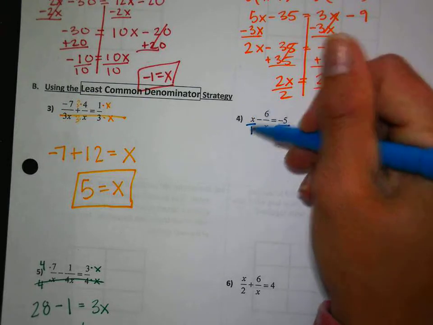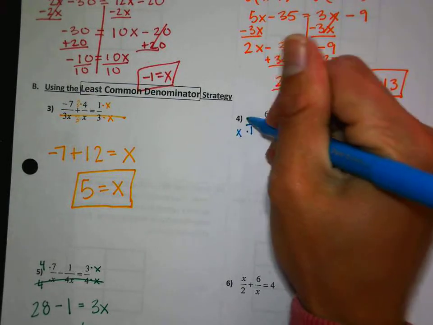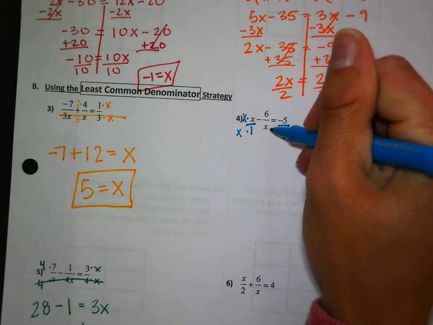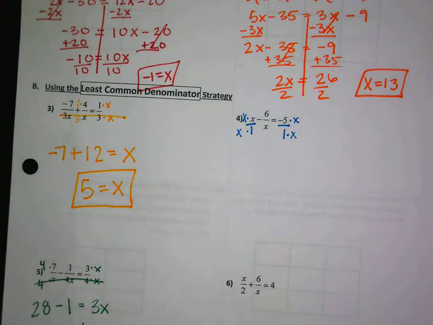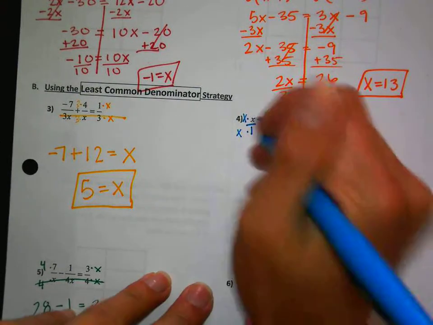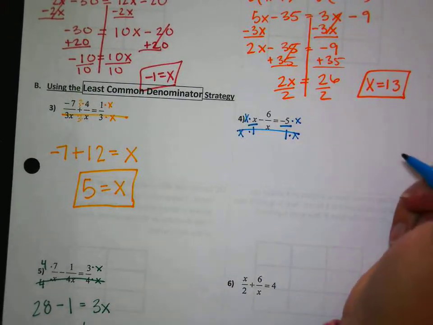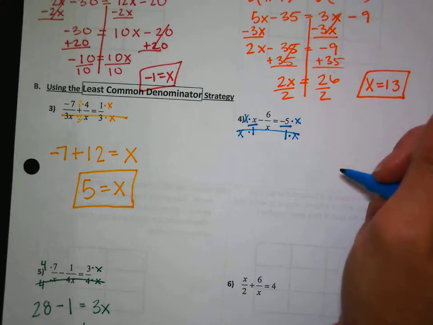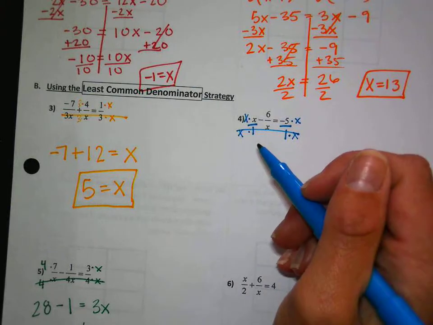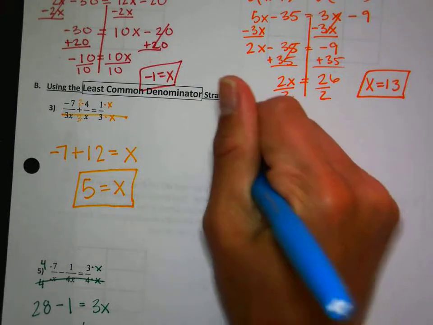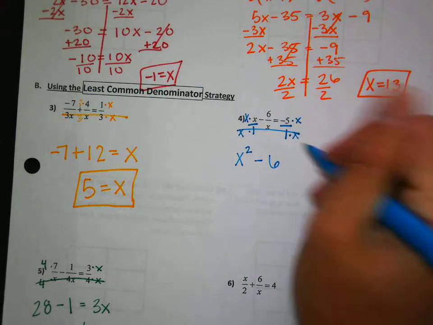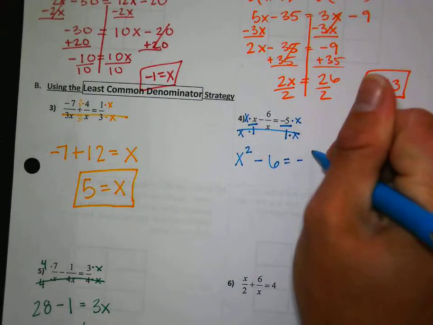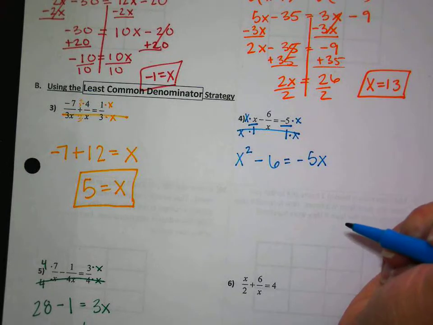I need to multiply this fraction by what? By x. I don't need to multiply this one, but this one by x. And so now all my denominators are x. So I can cross through them. Very good. So x times x is x squared minus 6 equals negative 5x.